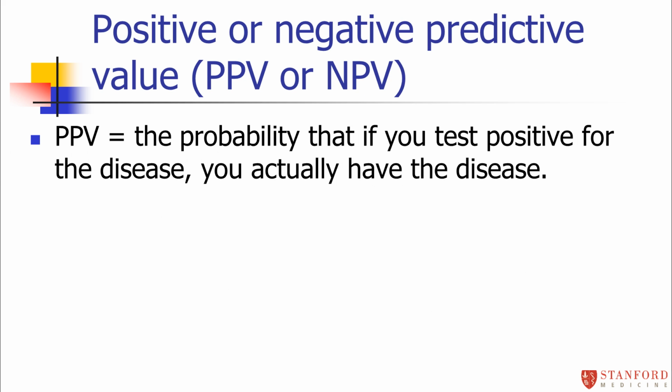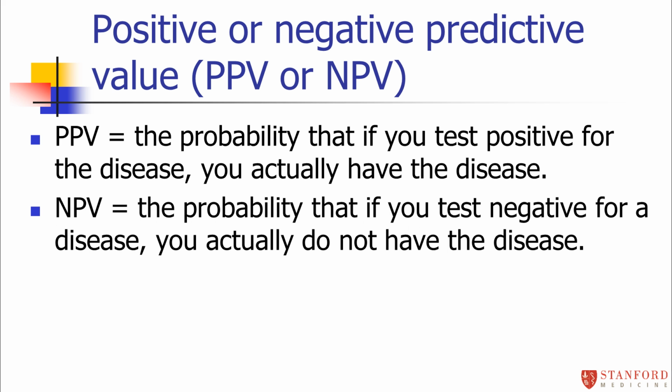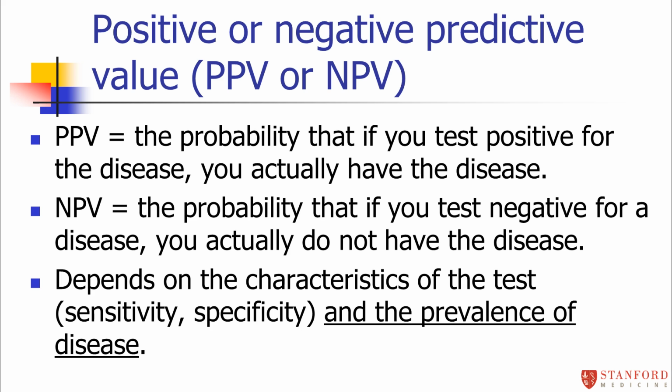Positive predictive value is the probability that if you test positive for the disease, you actually have the disease. This is usually what the patients are more interested in, right? If you have a positive test, what's the chance that you actually have the disease? We calculated this already today for a couple of conditions. Similarly, the negative predictive value is the probability that if you test negative for a disease, you actually do not have the disease. Now, unlike sensitivity and specificity, which don't depend on the prevalence of a disease and only depend on how good the test is, the positive predictive value and negative predictive value depend directly on the prevalence of the disease, of course, as well as how accurate the test is.